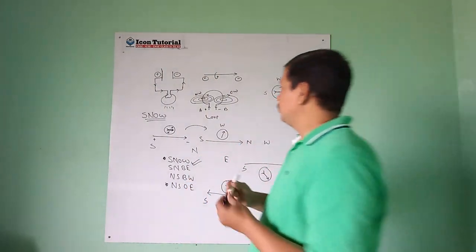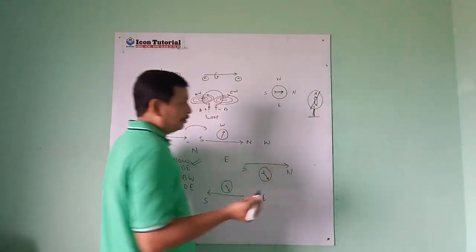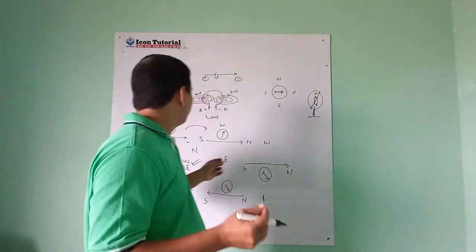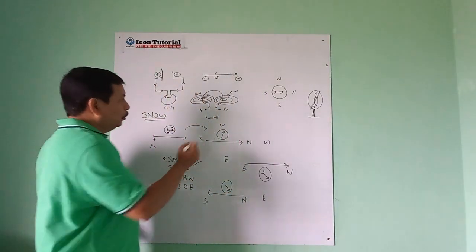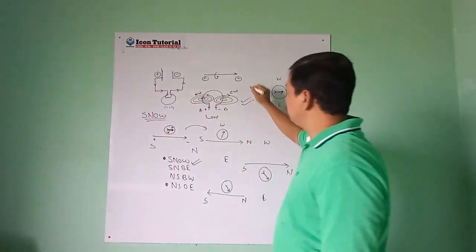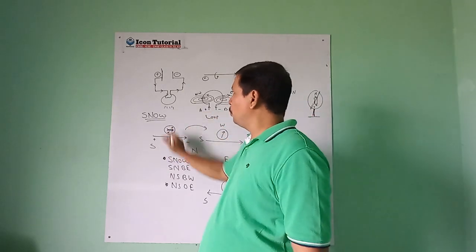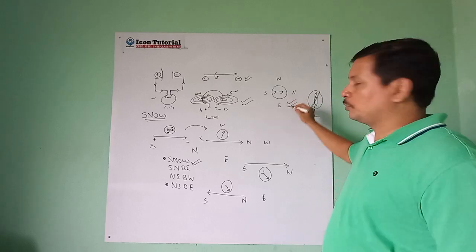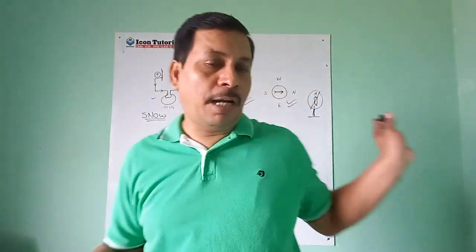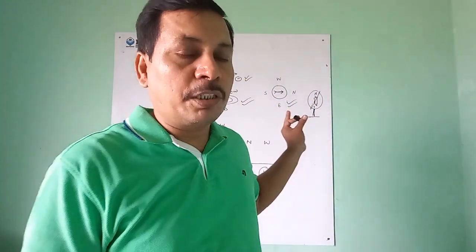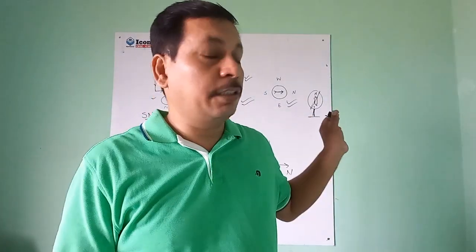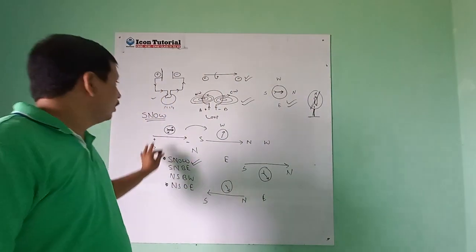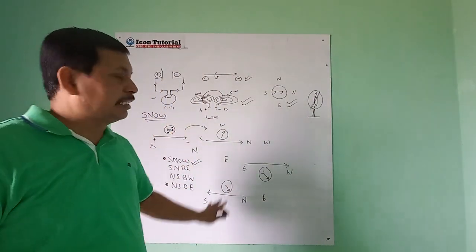This is the loop connected to the circuit. This is the SNOW rule. This is the general circuit. Then the magnetic compass shows the direction of the current, the geographical direction of the earth. Okay, this is all about the magnetic effect of the electric current.